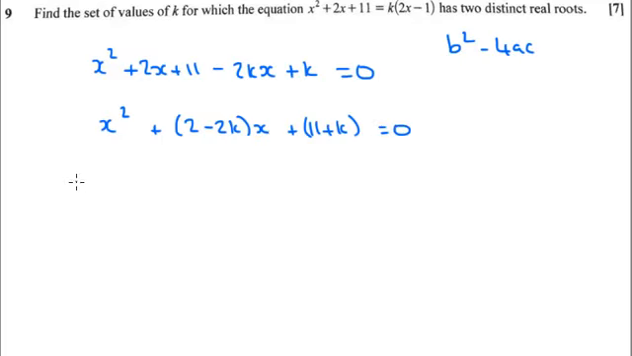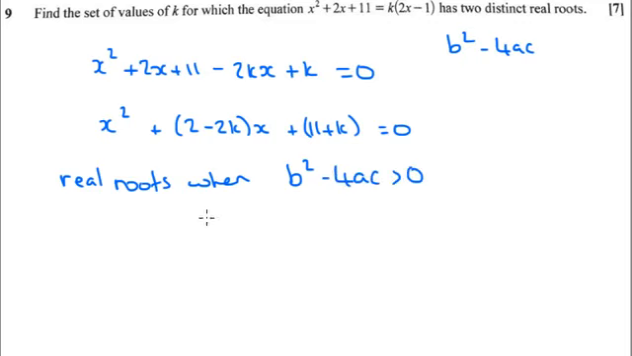So we'll get real roots. It's always good to tell the examiner what you're doing. So real roots when b squared minus 4ac is greater than 0. So for us, b is 2 minus 2k. So 2 minus 2k squared. Going to have another one of these square brackets to expand. Minus 4 times just 1 times 11 plus k.